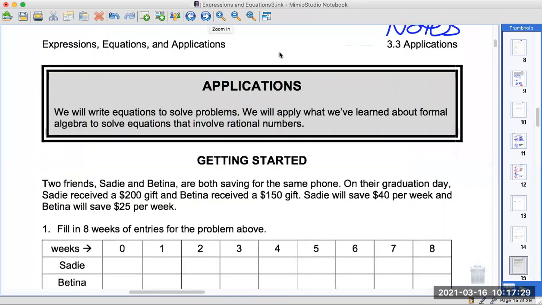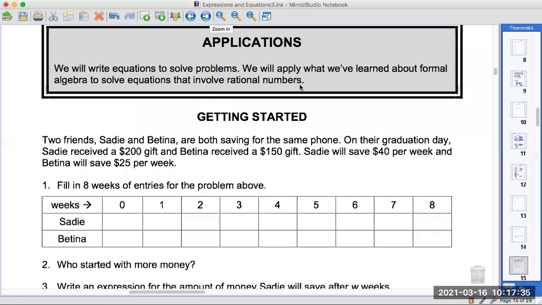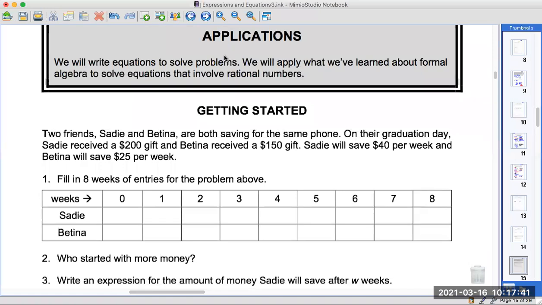So applications, what that means is when do you use this kind of math? Those are always good problems because a lot of students will say, well, why would I ever need to learn this? Well, this is maybe one occasion you might need it. We will write equations to solve problems.